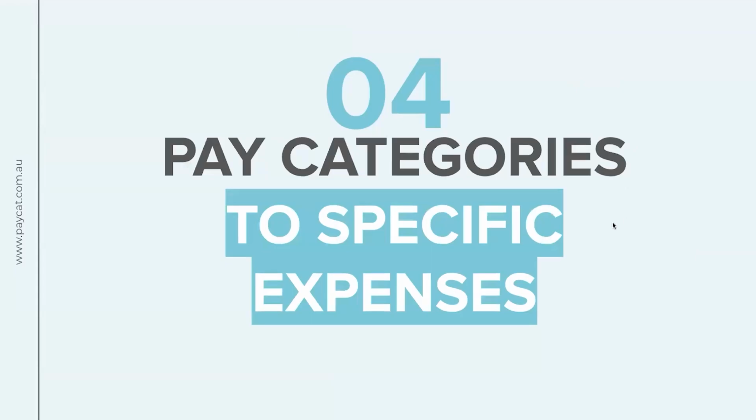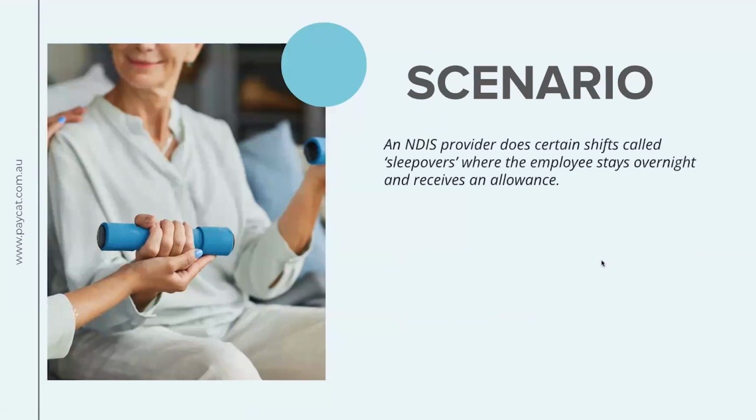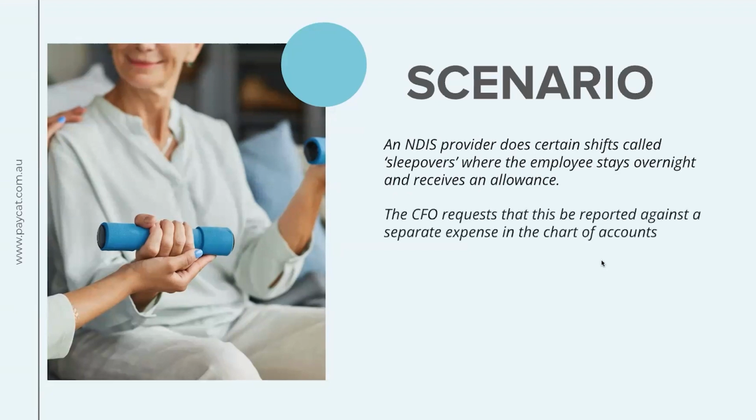Okay, pay categories for specific expenses. So let's have a look at a typical scenario. I'm an NDIS provider and I do certain shifts called sleepovers. This is where the employee stays overnight and they actually receive an allowance instead of an hourly rate. Now, I've got a directive from my CFO that requests about this needs to be reported against a separate expense in the chart of accounts. So we can achieve this.